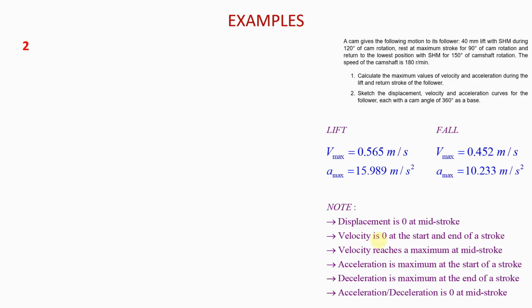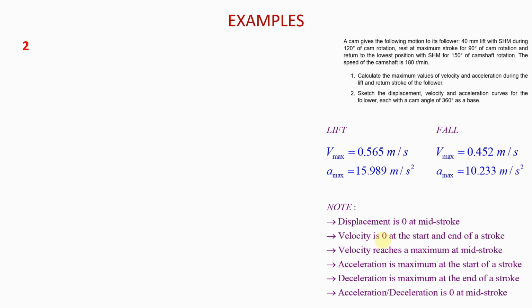Because the follower hasn't started to move yet, okay? So velocity is 0 at the start of a stroke and also at the end, because at the end of the stroke, the follower is about to start moving in the other direction, okay? And so it may dwell there for some time, but the next time it moves, it will be in the other direction. So the velocity of the follower is 0 at the beginning and at the end of a stroke.